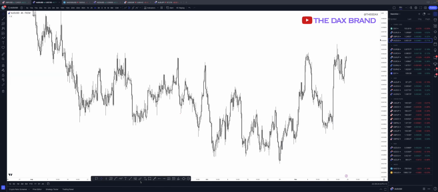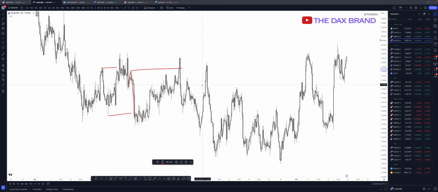This is A-shaped. It's an A-shaped liquidity here. This is A-shaped. You can see what price did here. The same thing again. Sweep, took out the A-shaped liquidity and sold off. The same thing here. The same pattern again. Over and over.